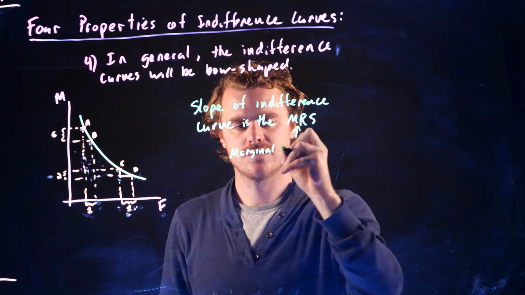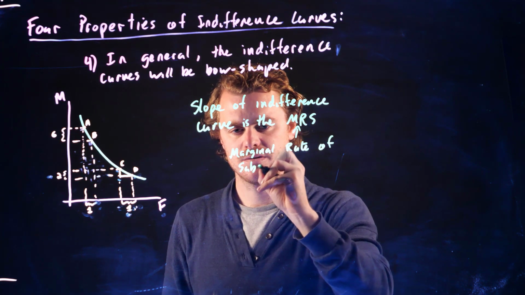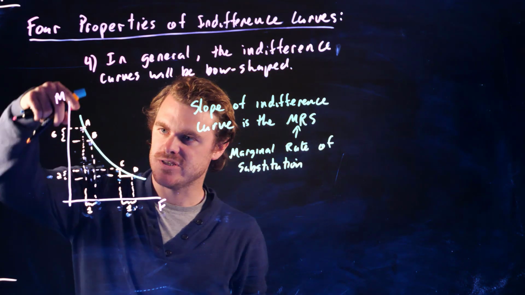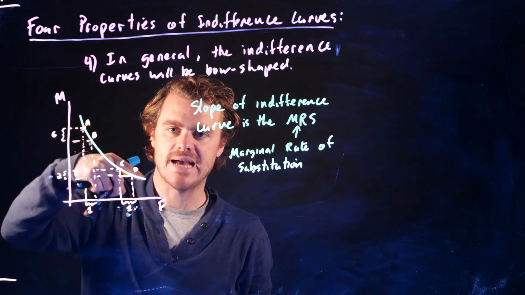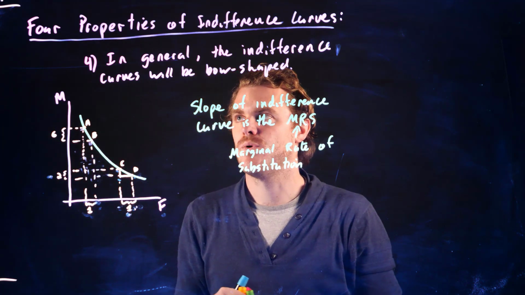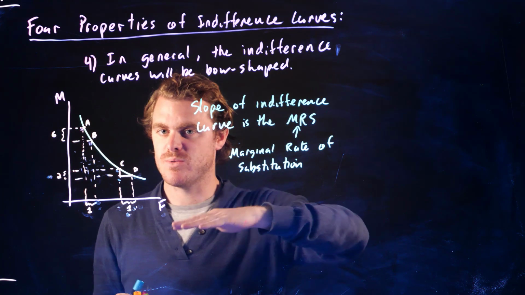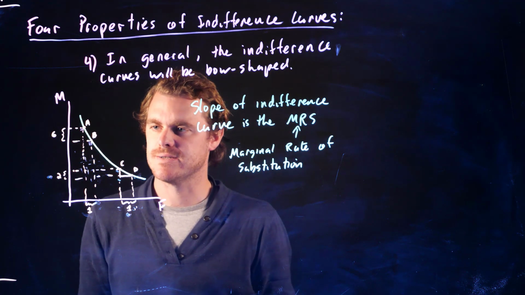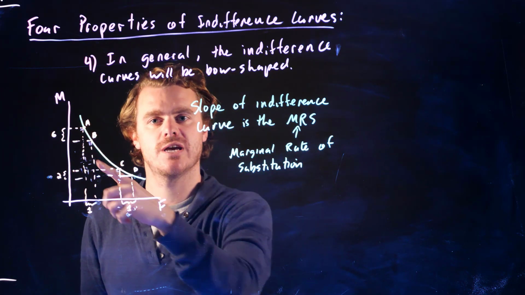Marginal rate of substitution. And notice that the slope is falling, so the marginal rate of substitution is falling as we move down the indifference curve. So that's that fourth and final property. The slides talk about a special case when we have just a straight line for an indifference curve with perfect substitutes. But in general, we're usually going to draw them bow-shaped in our class.